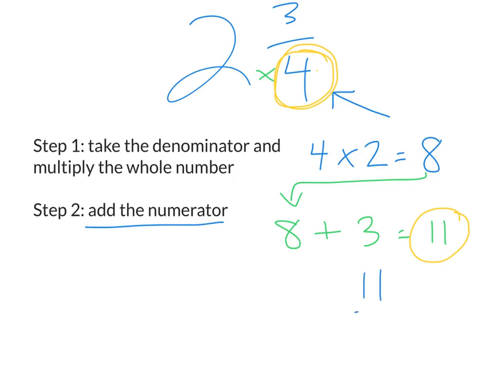11 over 4. So let me review really quickly the steps that we took. Step 1, to change a mixed number into an improper fraction, is take the denominator right here, and you're going to multiply the whole number. So 4 times 2 equals 8. Step 2, add the numerator. Since you have 8 here, the numerator would be 3. 8 plus 3 equals 11. And there is your improper fraction.